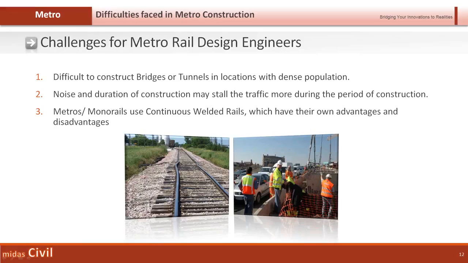Also, especially for metros and monorails, they use continuous welded rails, which can lead to excessive axial stresses, which need to be properly considered using rail structure interaction. So these are the challenges for a metro rail design engineer. So how do we come to a solution for it? What are the solutions for it?